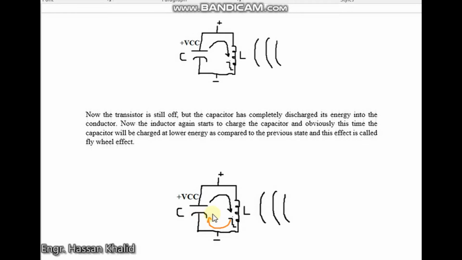But note that this time, the magnitude of the energy transferred from the capacitor to the inductor, and then from the inductor back to the capacitor, will be different. That means some of the energy has been dissipated due to the resistivity of the internal wire of this inductor. So the second time the capacitor is charged, it will be at a lower voltage as compared to the previous state.